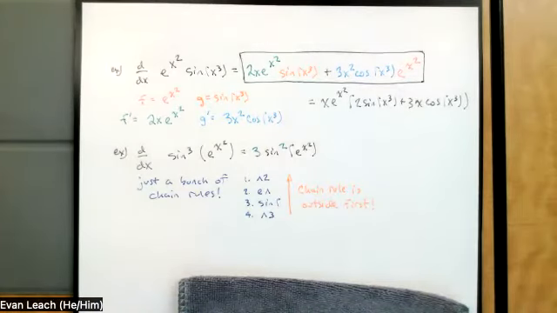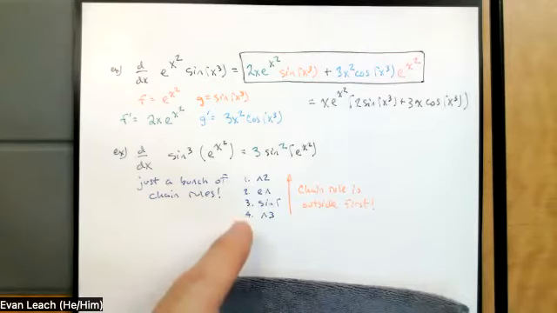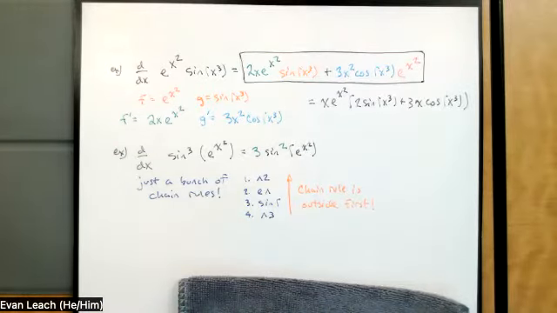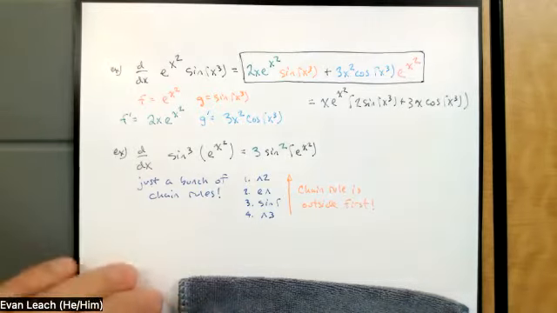The derivative of something cubed is 3 something squared times the derivative of that thing. That thing is a sine. That's the next thing on the list. Sine of stuff. The derivative of sine of stuff is cosine of that stuff.